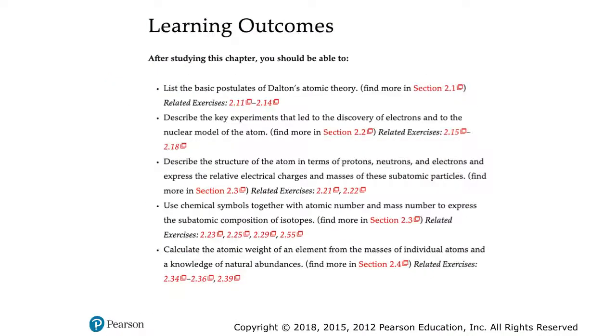Okay, finally we come to the learning objectives for Chapter 2. Let's take a glance at some of these as we wrap up this video. After we review Chapter 2, we should be able to list the basic postulates of Dalton's atomic theory. I don't know if you should necessarily be able to list them, but I think you should understand that the basic idea here is that matter is comprised of atoms. Atoms are of the different elements.